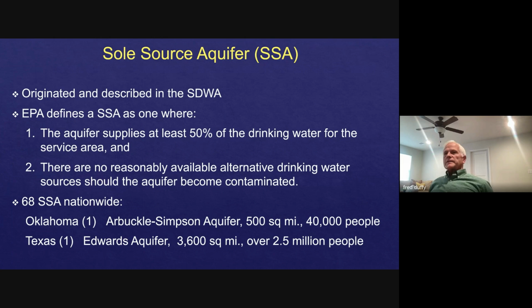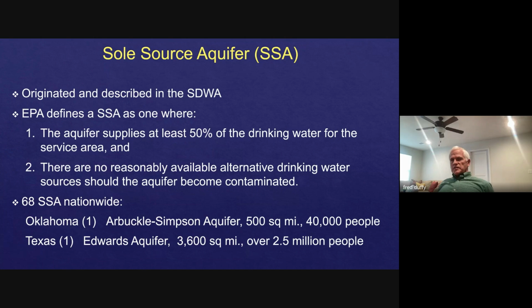Also, what came out of the Safe Drinking Water Act is something called a sole source aquifer. This is defined where, one, the aquifer supplies at least 50% of the drinking water for the people that are dependent upon it, and two, there is no reasonable, available alternative drinking water source should the aquifer become contaminated. There are 68 sole source aquifers in the United States. There's one in Oklahoma, the Arbuckle-Simpson Aquifer, 500 square miles that services 40,000 people.